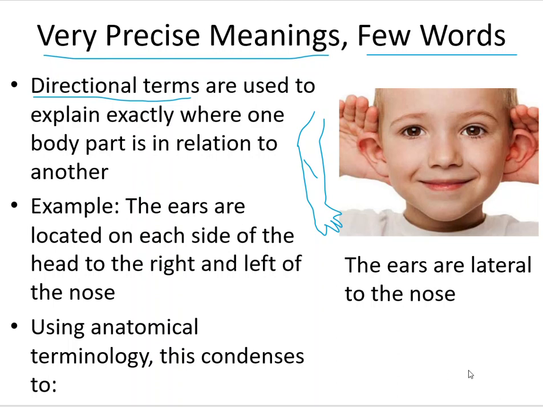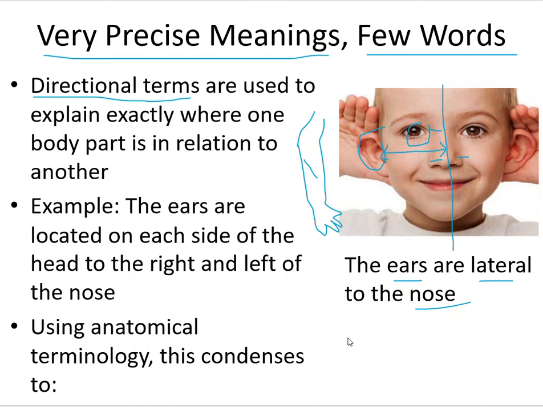The example they give is lateral and medial. If we imagine that there's a middle line that divides our body, they are saying the ears are lateral to the nose. What are they saying? They're saying that the ears are further from the midline than the nose is. The nose is basically straddled by the midline. Or I could say the ears are lateral to the eyes. The eyes are closer to the midline than the ears. Okay? That's what we're talking about.